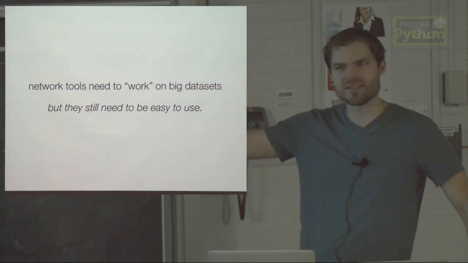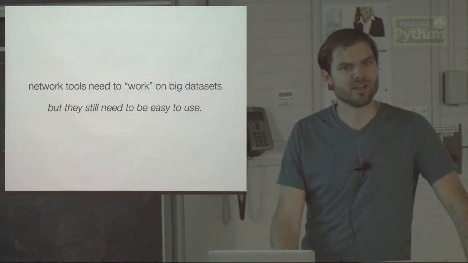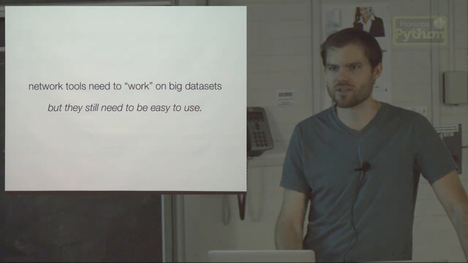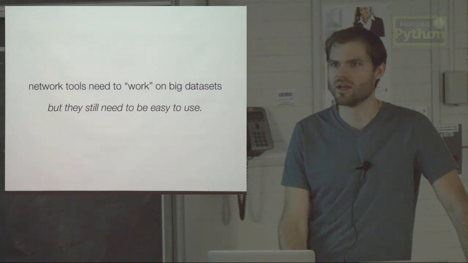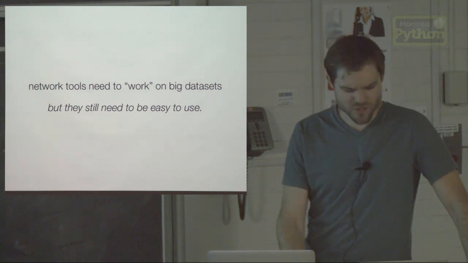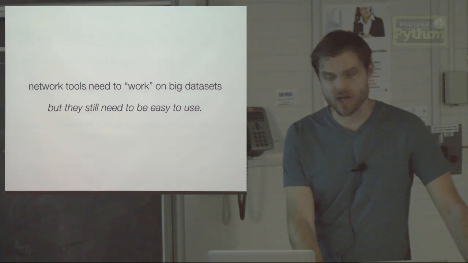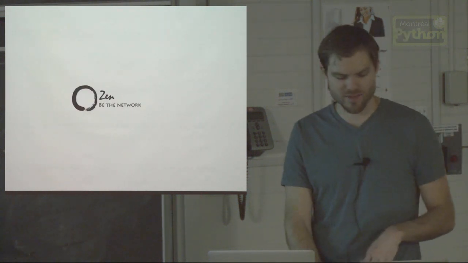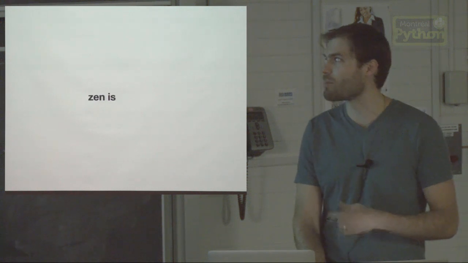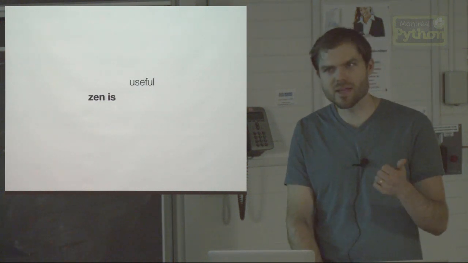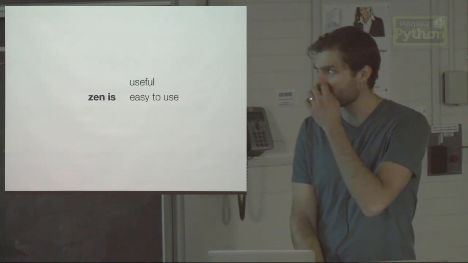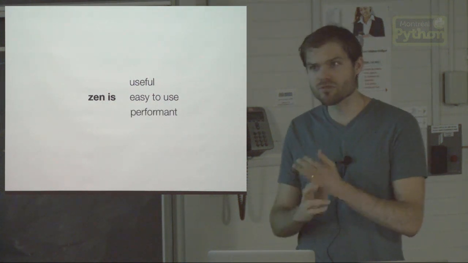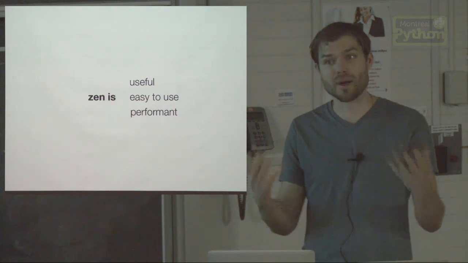They also need to be easy to use. If you've ever used iGraph, you've discovered that it is a completely non-Pythonic library, in the sense that it just feels very awkward in the Python context. And so what we really wanted was a library that could allow you to work directly with the network in a way that felt right for Python, and yet without giving up usability and performance. And so Zen, the library that I'm going to talk about briefly, is effectively designed to be useful and easy to use from a Python context.